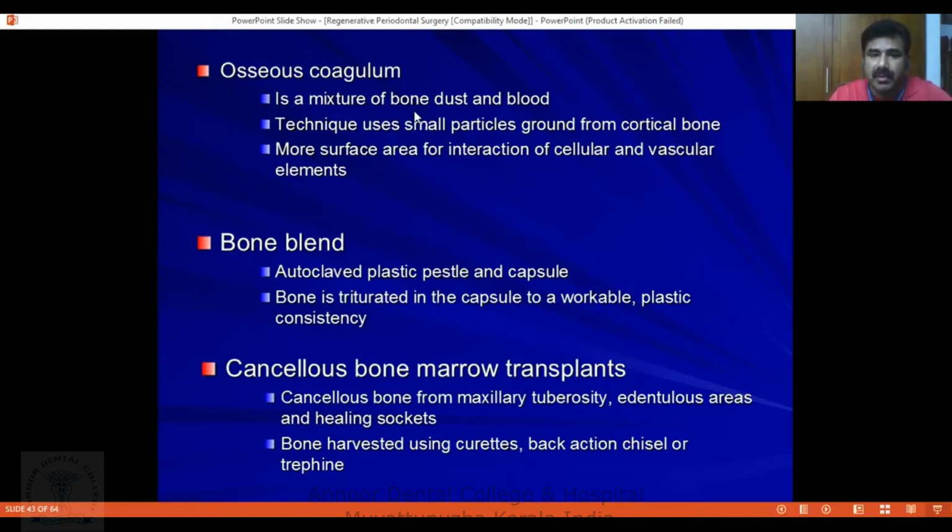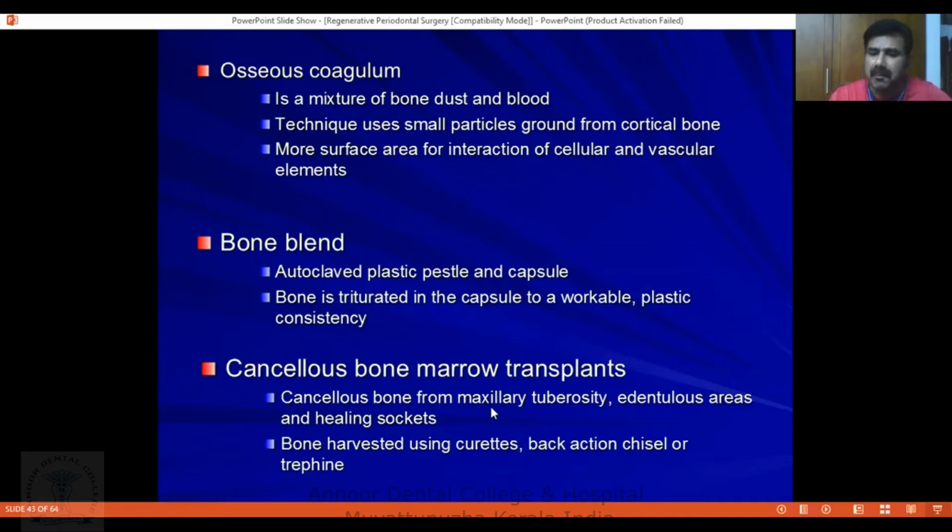One is osseous coagulum. Now it is bone dust and blood. So basically you are crushing the bone into small particles so that you are increasing the surface area, so that you have more interaction of cellular and vascular elements. This is known as osseous coagulum. The second thing is known as bone blend. Similar to the trituration that you do while doing amalgam restorations, you take large pieces of bone, and it's triturated in a capsule to a workable plastic consistency so that you can adapt it to that particular defect.